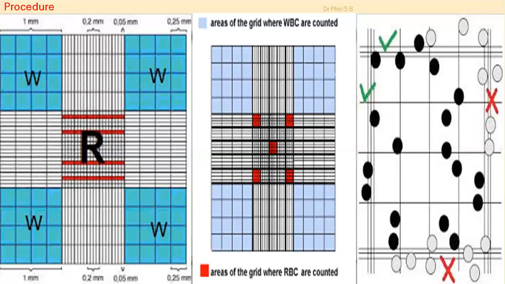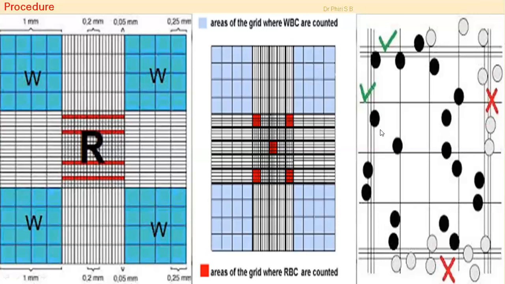There are rules that you need to apply for you to count. You don't just count anyhow. Depending on the lab, you either count all the cells that are touching the top line of this bigger square, then the left line or left margin of this bigger square. You don't count those cells that are just touching the bottom line and the margin on the right. So it's either you count the top and the left margin, or you count the bottom and the right margin. You don't count all the cells touching these margins here.